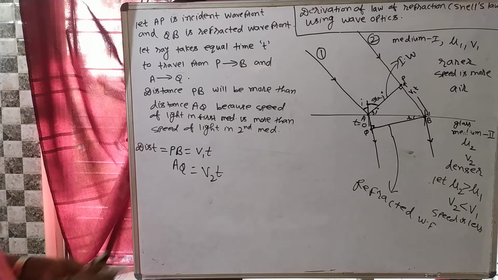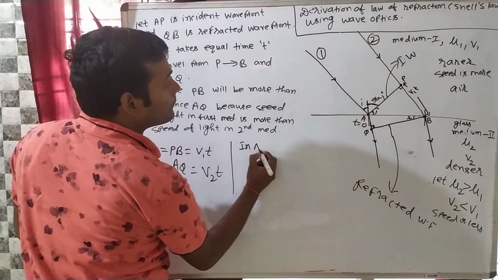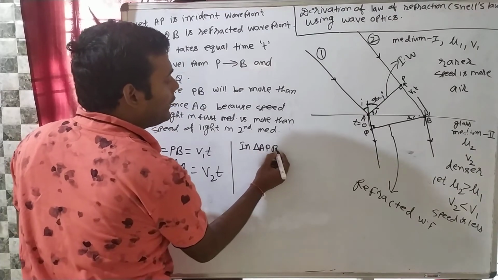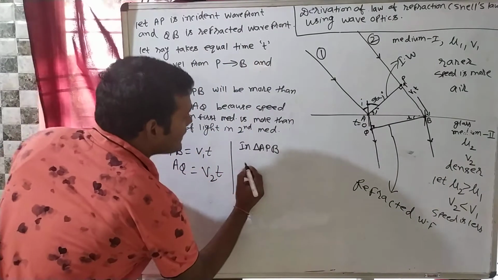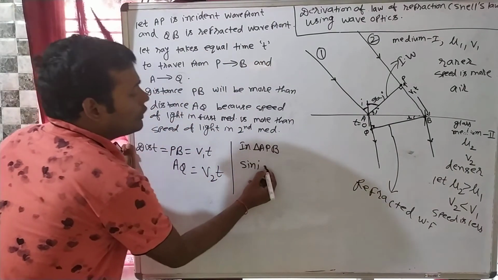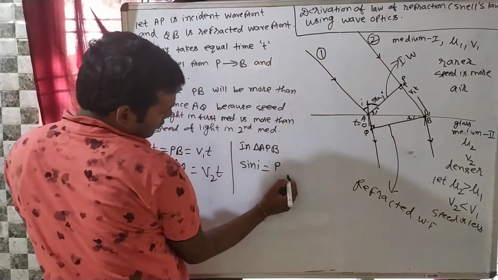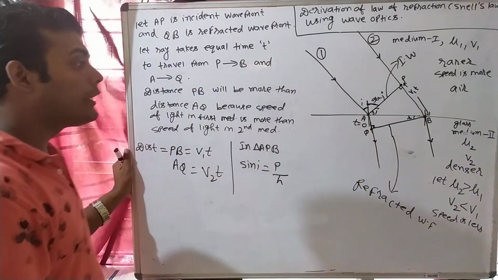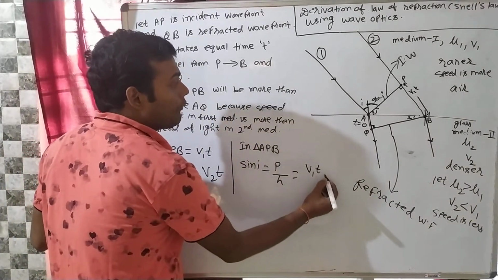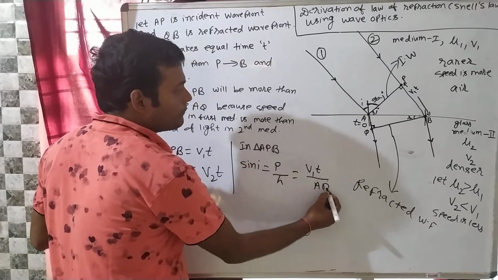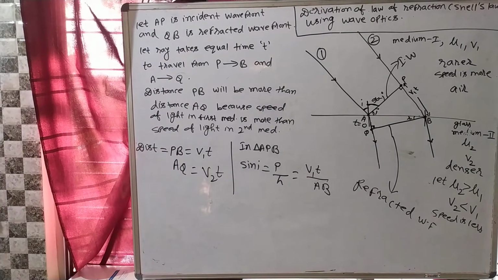Okay. Now see, in triangle APB, can you see this triangle APB? If I write sin I, so sin theta is what? Perpendicular by hypotenuse. What is perpendicular here? V1T. And what is hypotenuse? AB. Can I write this thing?